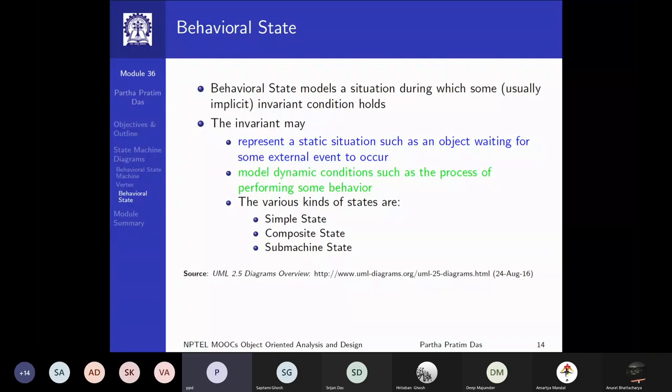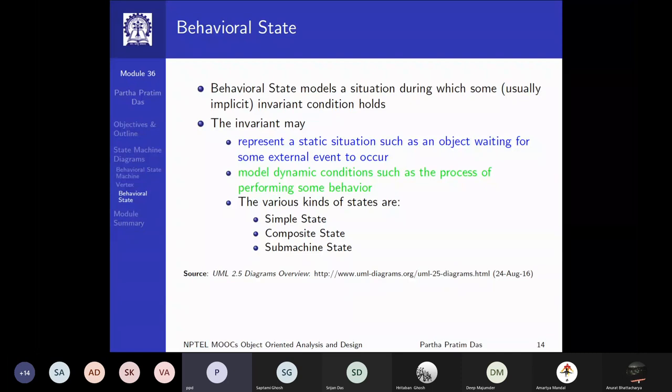Or a state could model a dynamic condition, such as the process of performing some behavior. Active is more of a dynamic condition, where a process for doing some transaction, whether credit, debit, or just checking balance, is being done. So it is in the process of doing that.